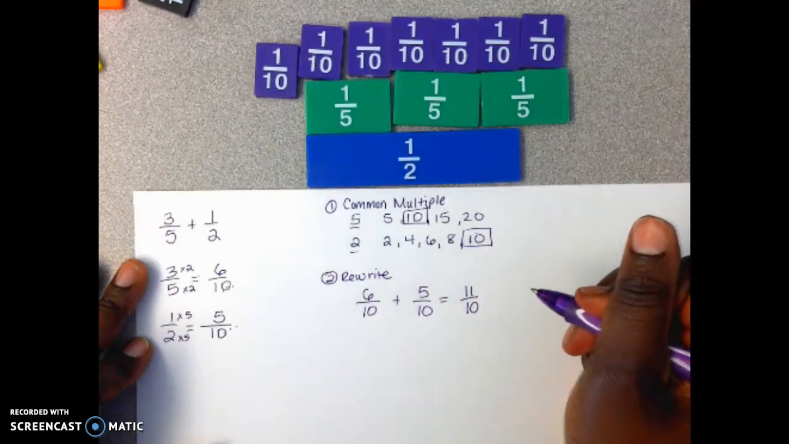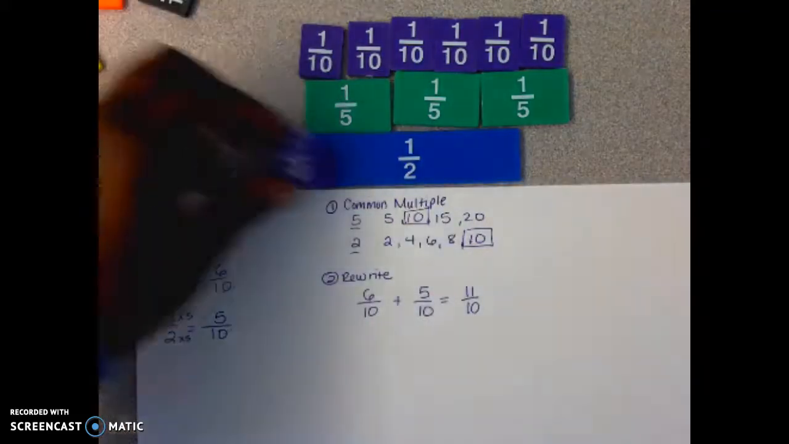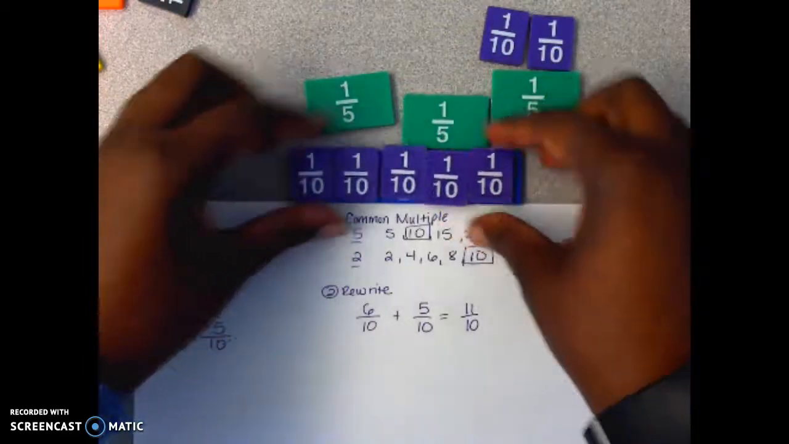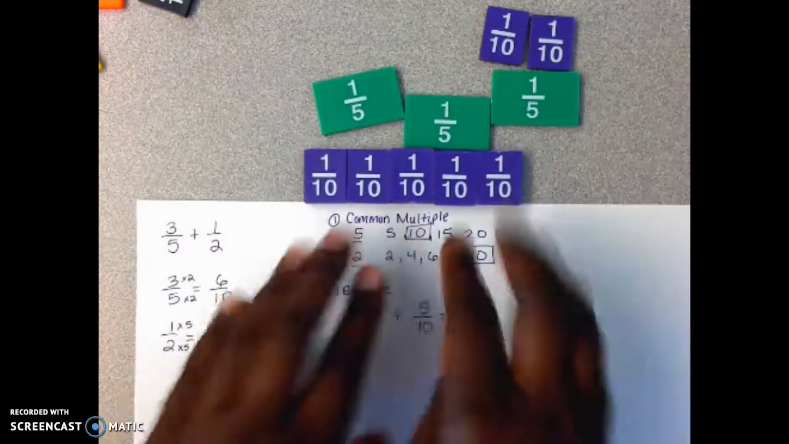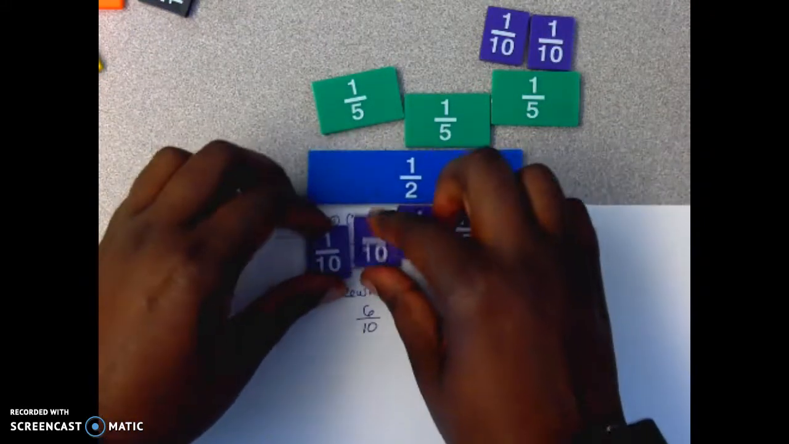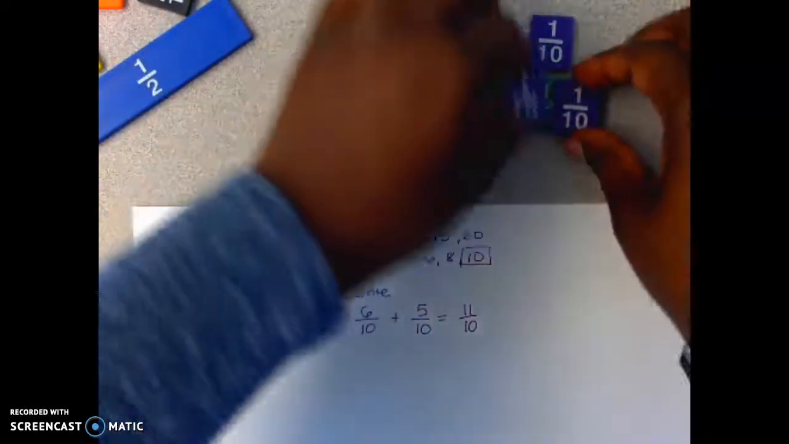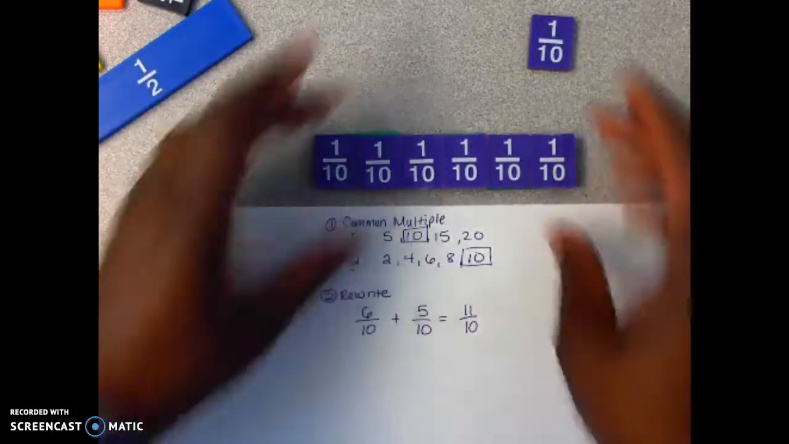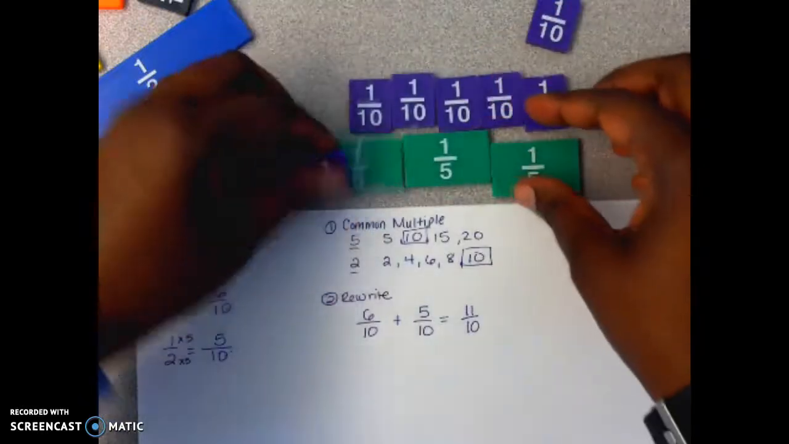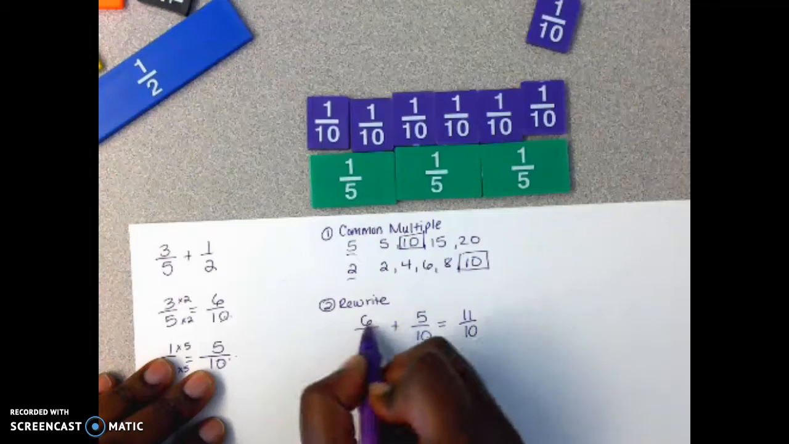11/10. Now, we have 11/10 here as our answer, and this is a fraction greater than 1. But let's prove this out, okay? Here, we can see that 5/10 is equal to 1/2. I know that because the tenths cover 1/2. Now, I also know that 3/5 is equal to 6/10 because they're completely covered. Okay, so this is our model that proves and helps us understand the equivalent fractions and why we do that. Because if I have the same denominator, now all I have to do is add the numerators.